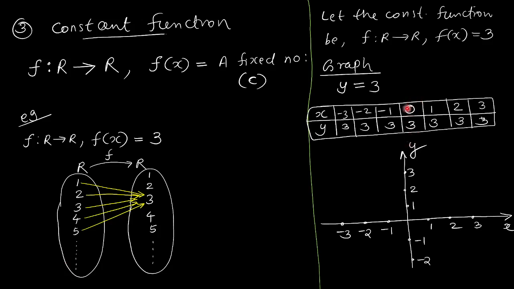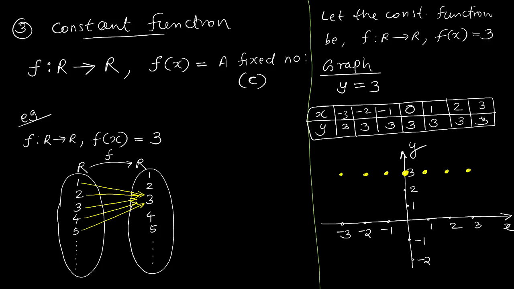(0, 3) is the point (0, 3). (0, 3) is this point. (1, 3) is here. (2, 3) is here. (3, 3). (-1, 3). (-2, 3). (-3, 3).